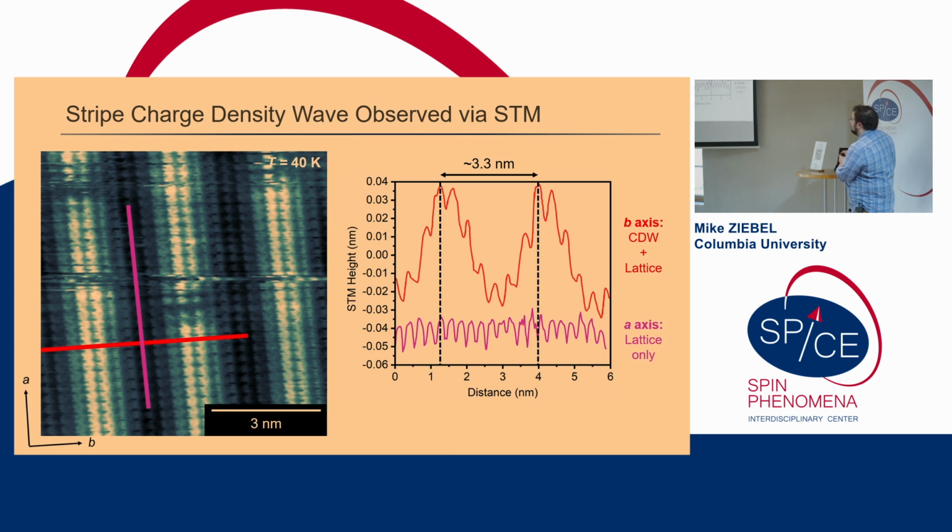If we take line cuts along the 2 crystal axes, we can see that along the b-axis, we get this very large modulation coming from what I'll show is a charge density wave, whereas along the a-axis, we only see oscillations corresponding to the lattice. And this really highlights that this is an extremely one-dimensional feature running exclusively along the b-axis.